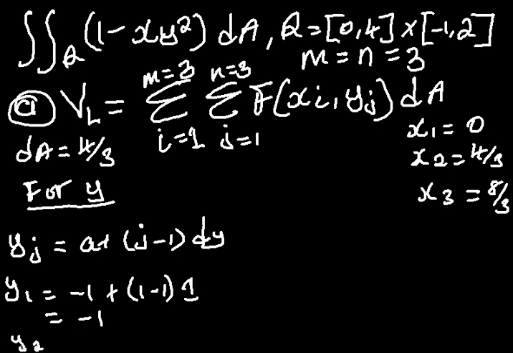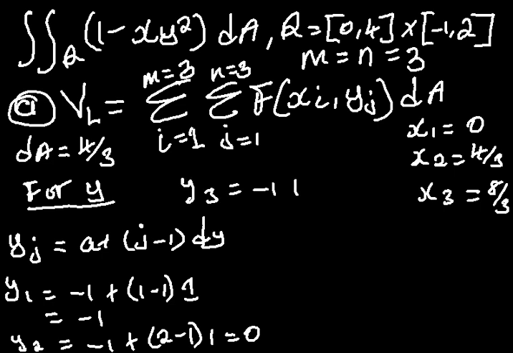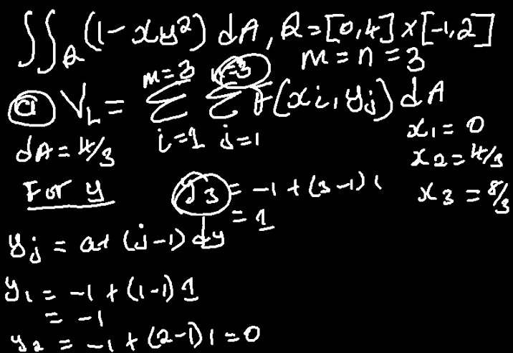And how about y2? y2 will be given as -1 plus 2 minus 1 times 1, and that is the same as 0, as you can see. And y3 will be given as -1 plus 3 minus 1 times 1, and that should be 1. So we are to stop here, because we are recommended to have only 3 sample points.